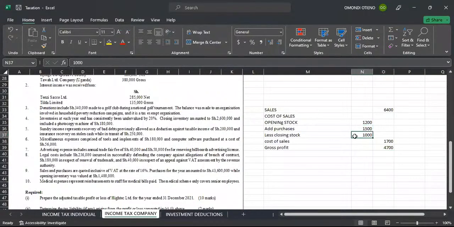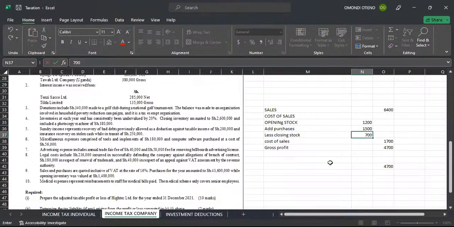Our closing stock here is 1,000 and we have a photocopying machine of 300. So tukiweka hiyo photocopying machine inside the closing stock, see what we are having as our gross profit. So we want to remove it. It should not be there. It means our real closing stock should be of what value? 700.